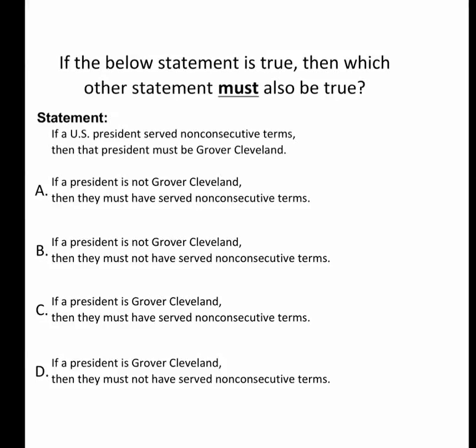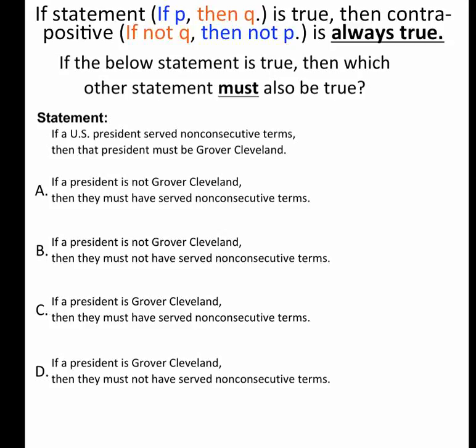This question is asking, if the below statement is true, then which other statement must also be true? And what we know about conditional statements, if-then statements, is that if I take the two pieces and flip them, so if it was if P then Q, and I flip them and make it if not Q then not P, that's the contrapositive. And if the conditional statement is true, the contrapositive is always true. It must be true. So if we can find the contrapositive of the original statement, we know that must be true, and there's our answer.